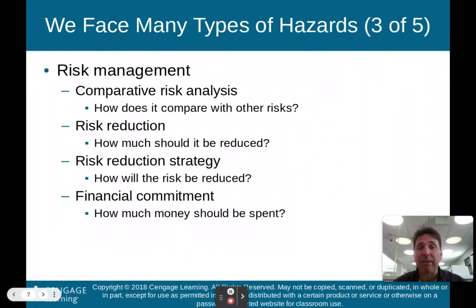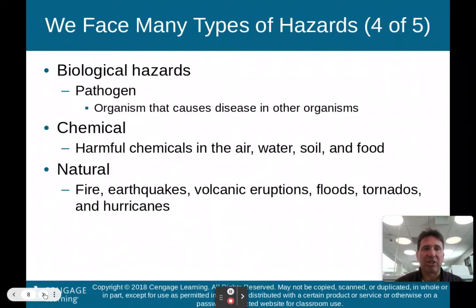And then a financial commitment, because unfortunately, with most risks, when it comes to environmental especially, you're going to need to spend some money in many issues to mitigate the risk. So again, this is all part of that risk management.